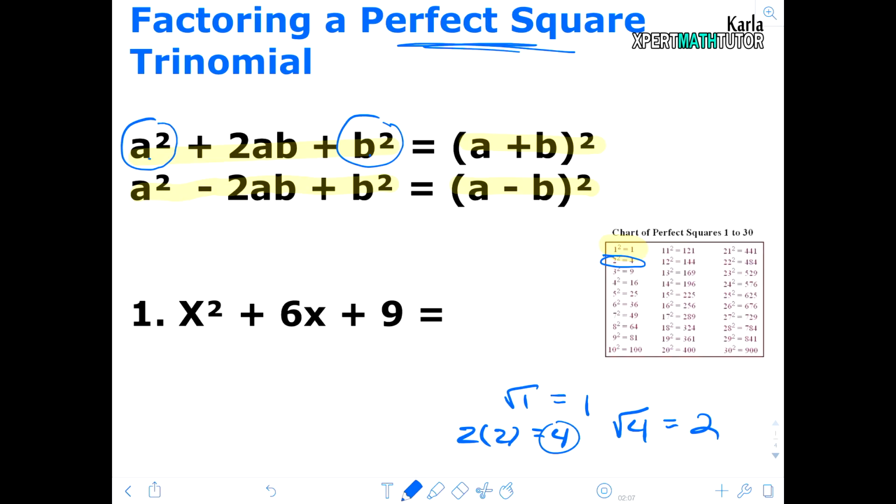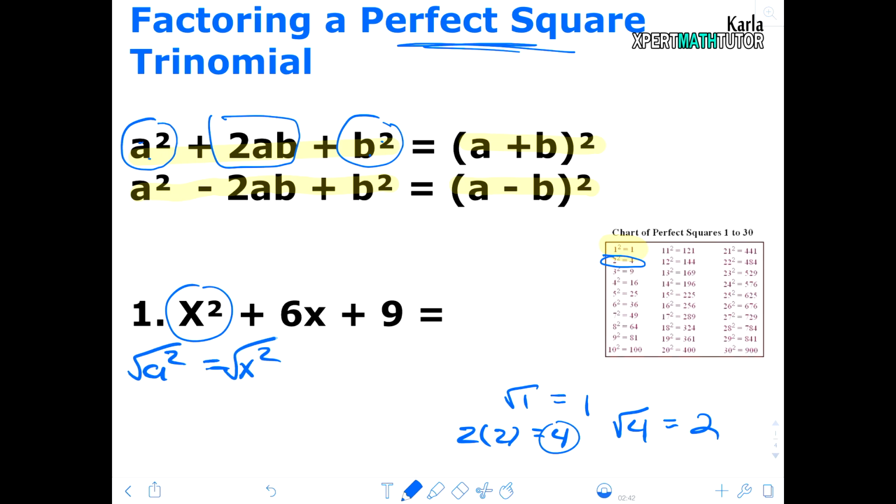So from here, once we figure out a and b, we can multiply them and double it to get our middle term, 2ab. So let's look at the first example, x squared plus 6x plus 9. I'm going to take the first term, x squared, and it has to equal a squared. So I can set them equal to each other. A squared is equal to x squared.